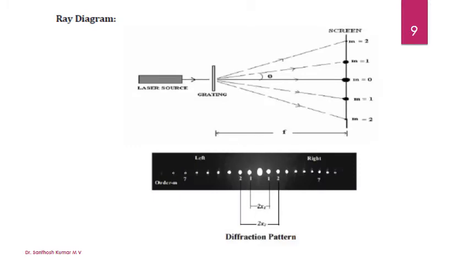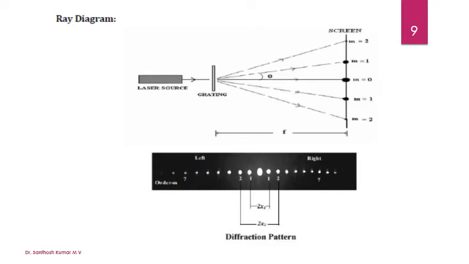You can see in the ray diagram, the laser light is incident on the grating, undergoes diffraction, and can fall at different positions on the screen. Where m equals 0 means the undiffracted ray, where we cannot identify any change in the path of light; it will be straight, as from the source, and fall on the screen. Likewise, the order can vary as 1, 2, 3, etc.